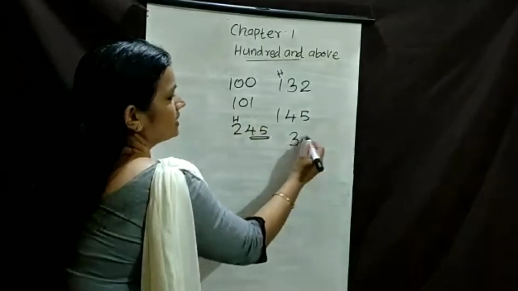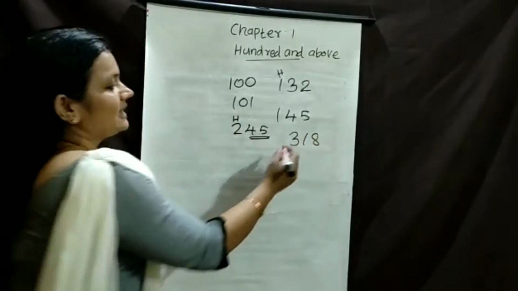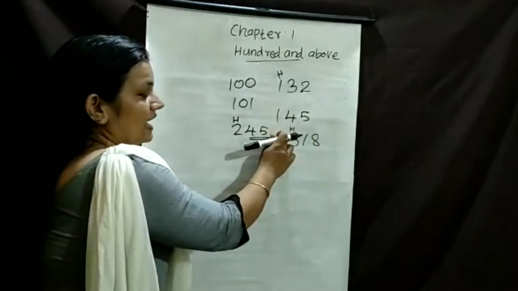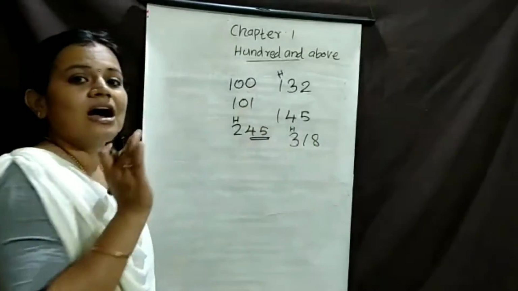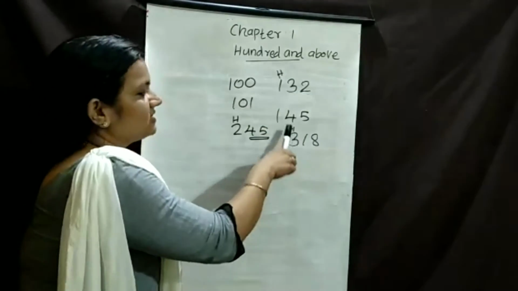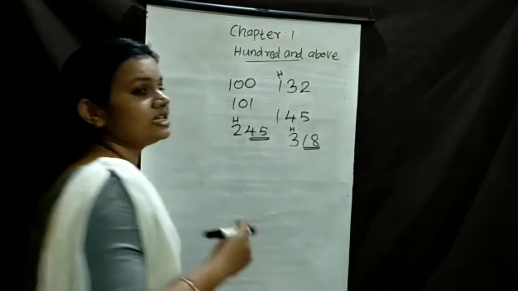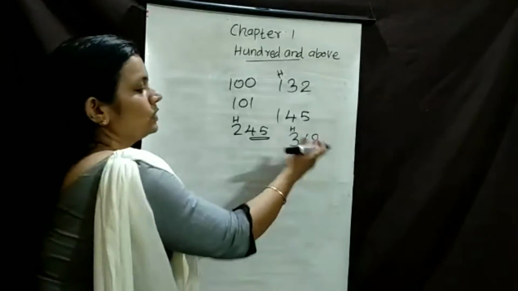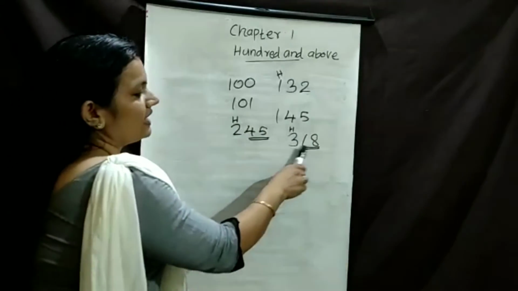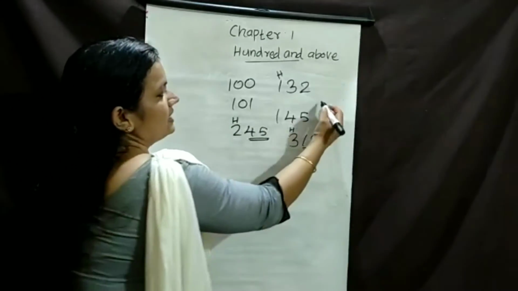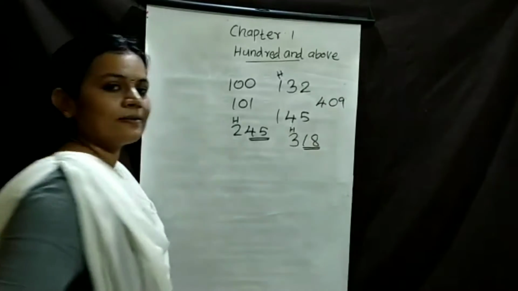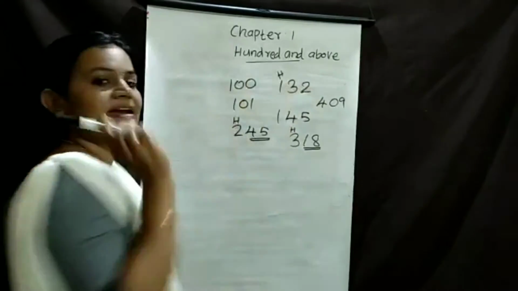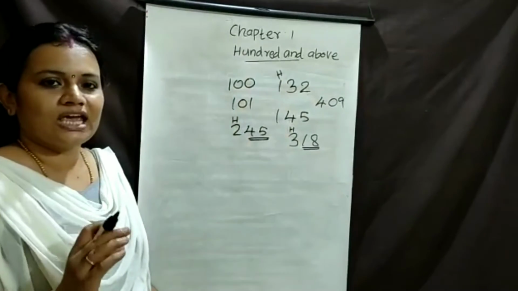245. Then how to read this number? 300. H means what? 100. The short form of 100 is H. Our first digit with 100, then the last 2 digits you read the way you read a 2-digit number. 380. How to read this number? 409. Got it? Are you following me?